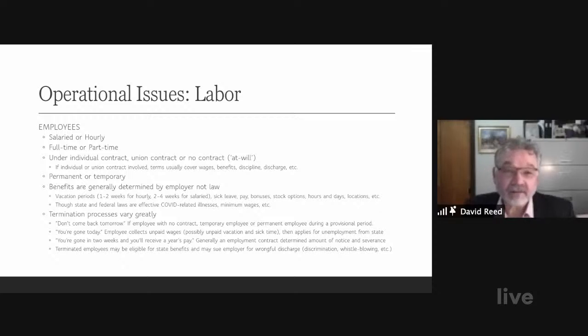The important part here, another huge distinction between the US and most foreign countries that I've dealt with: we have very few laws governing the employment relationship.